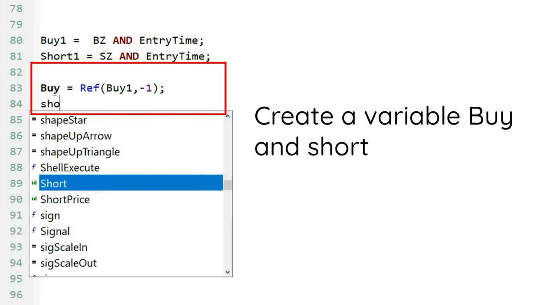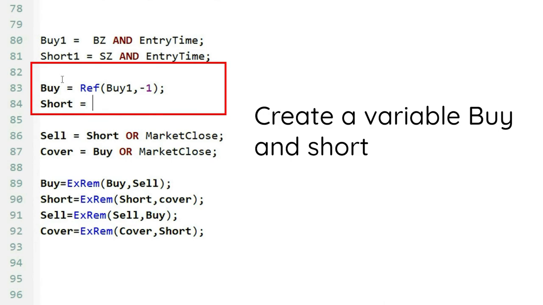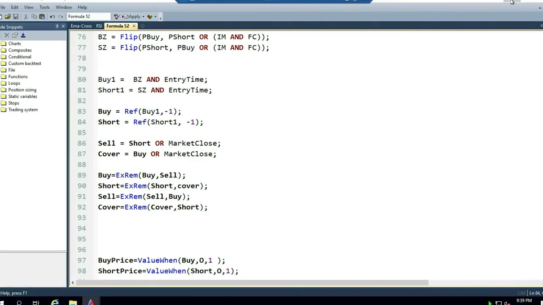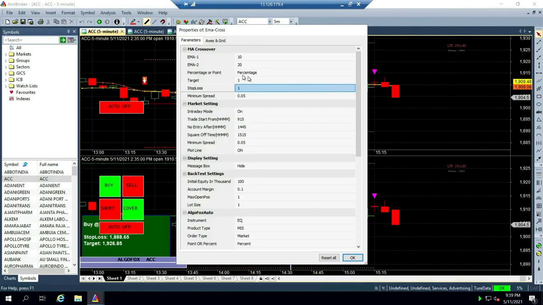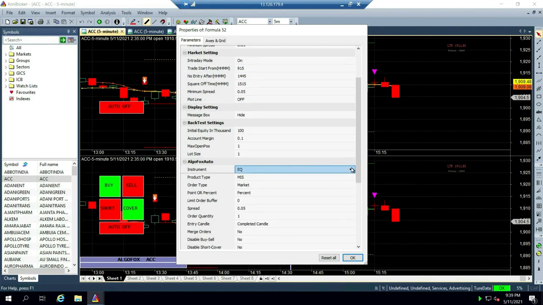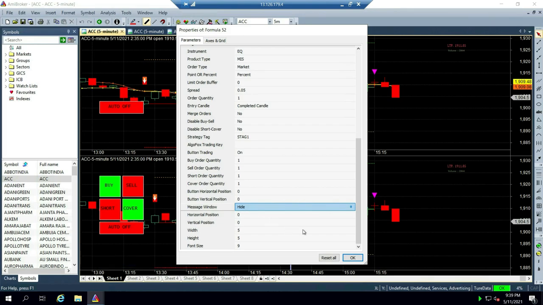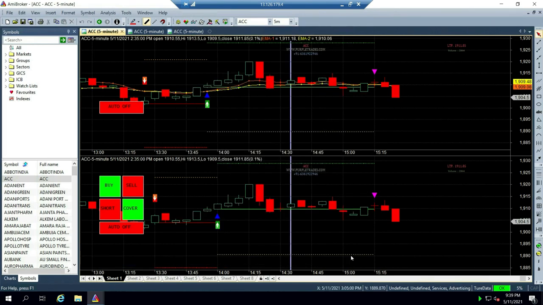Similarly, I'll create another variable called short equal to Ref and short one. I'll copy this, paste it here, comma -1. So I'm shifting a candle ahead. Now when I apply this AFL on the same chart, go back and make sure the parameters of both are the same. Let us say the parameters are 10 and 20 on chart 1, and for chart 2, I'll make it again 10 and 20. I'll switch off other unnecessary details. This is my automation panel. I'll teach you about this as we go ahead.